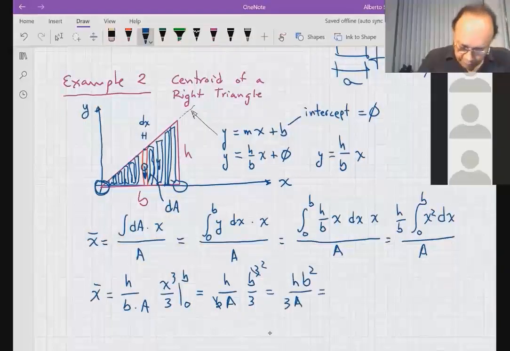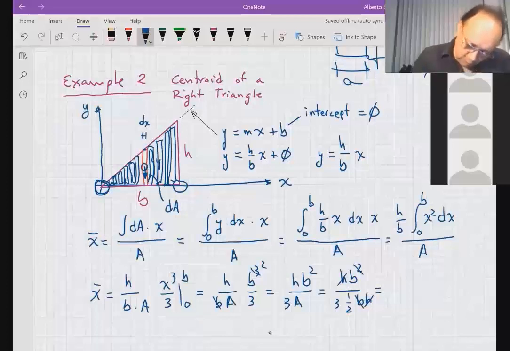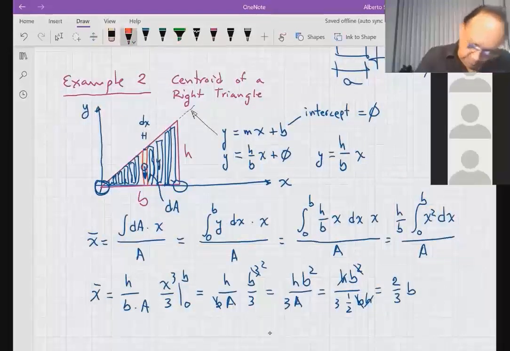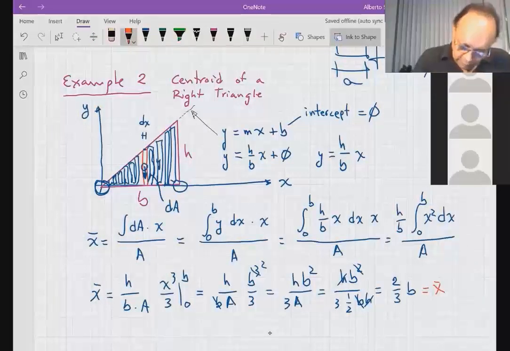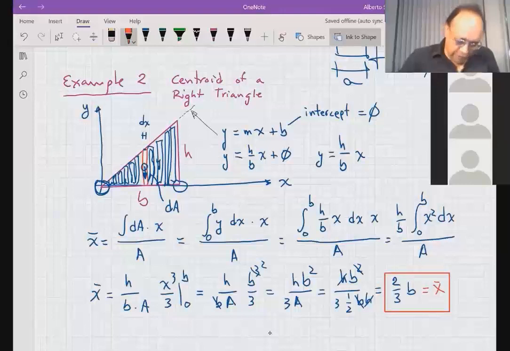And we know the area of the triangle, right? The area of the triangle is 1/2 of b times h. So this becomes equals to 2/3 of b. That's it, 2/3 of b. This is x bar. Okay, so we found that the location of the centroid of a triangle is at 2/3 of b.